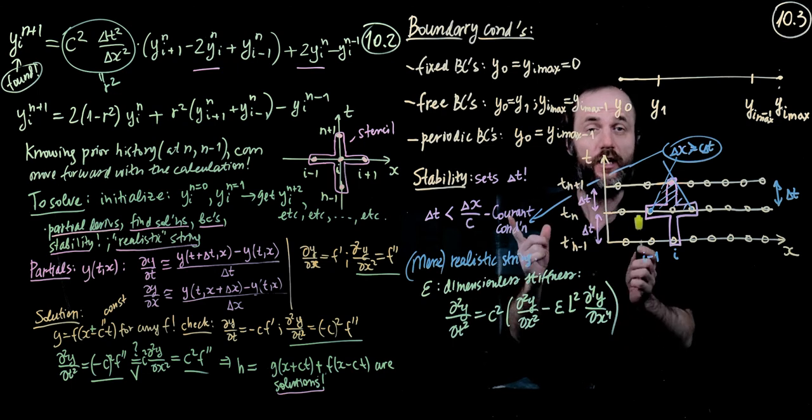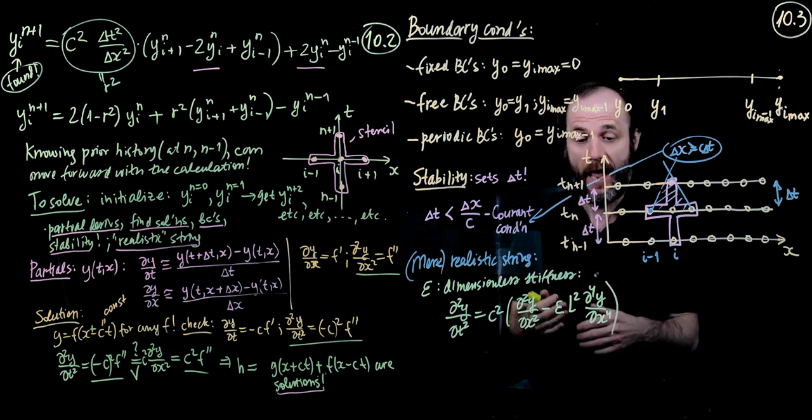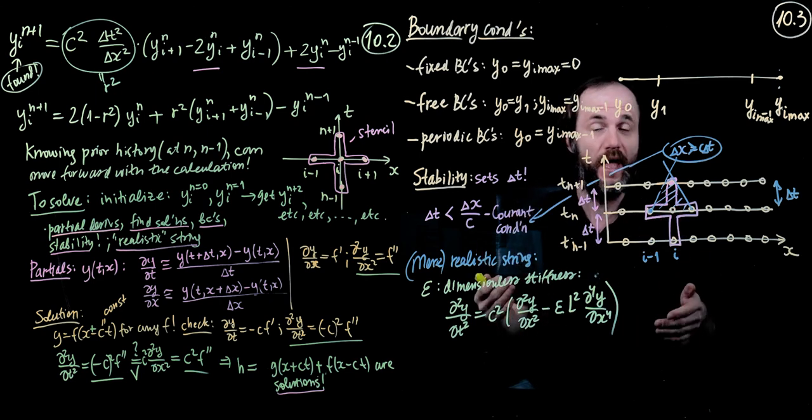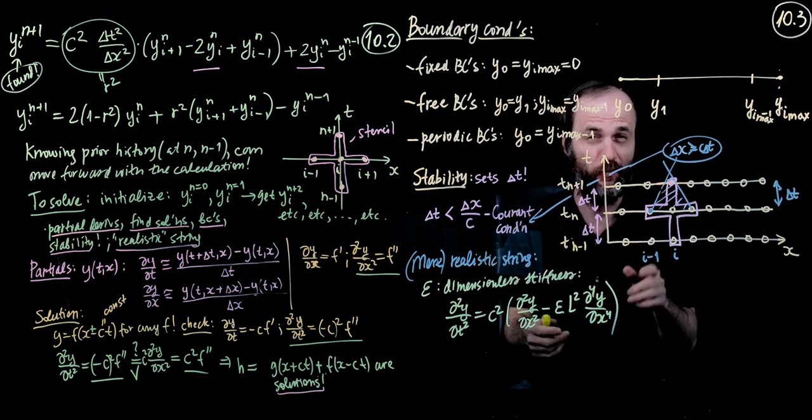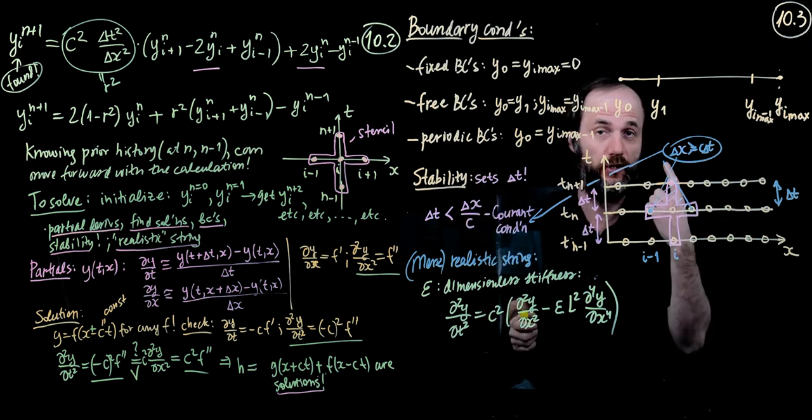So there is, of course, a complication over here: we now have a fourth derivative. And we will discretize it, no problem, as a difference of two second order derivatives. But that means that we will have to add two boundary cells instead of one.